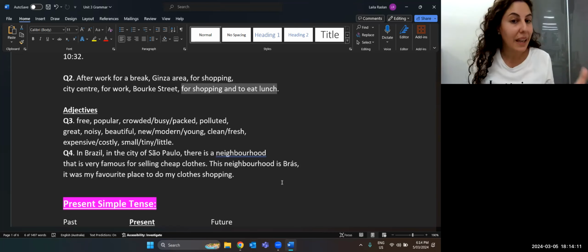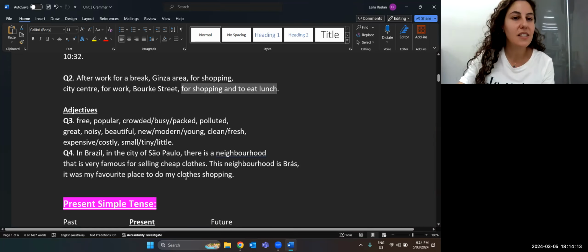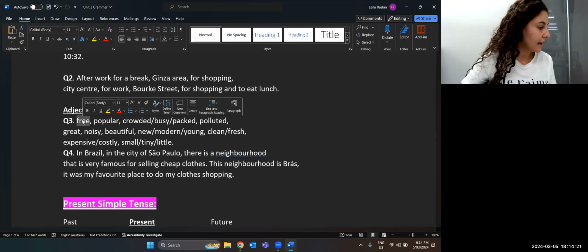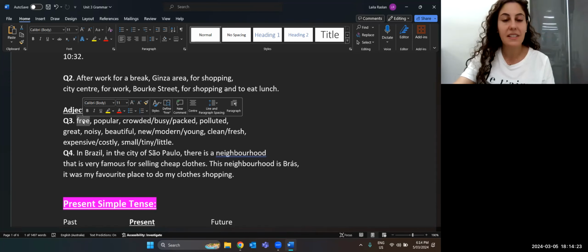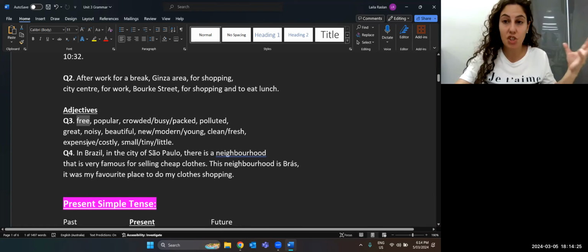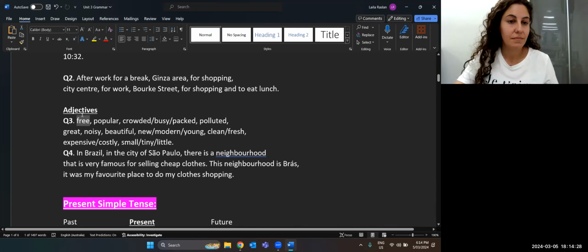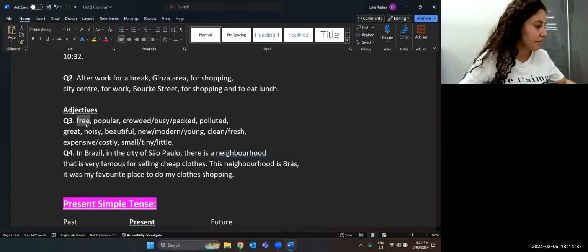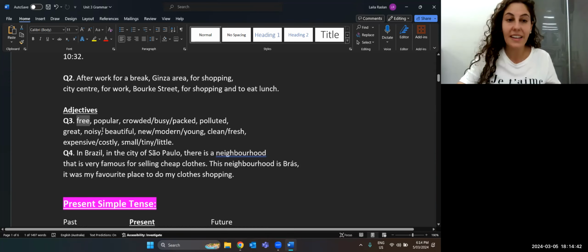But when we talk about a place, we're going to use adjectives like free. So maybe there's free parking. Or if something doesn't cost money, it's free. Cheap and free are very different. Free means no money. You didn't pay for it. It was free parking. Something didn't cost anything.